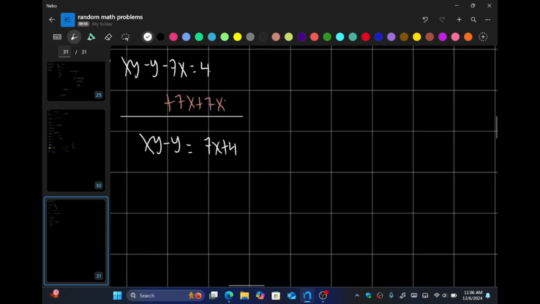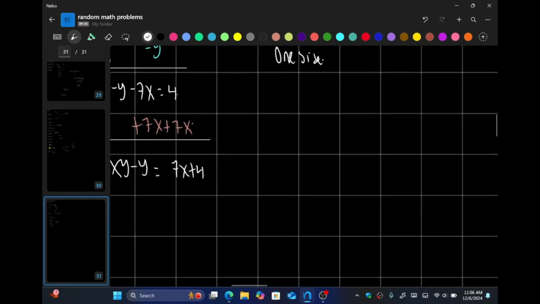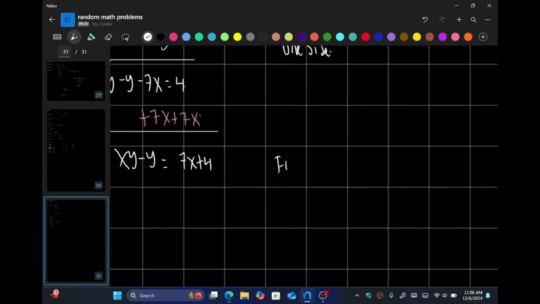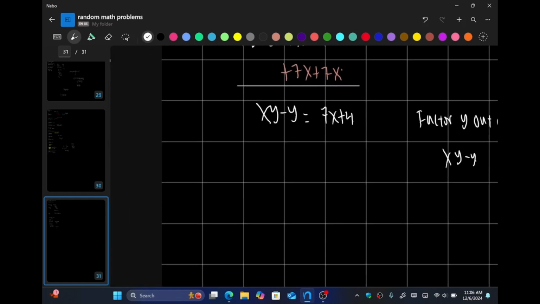Now lastly, we want to go ahead and factor, so we're almost done. We want to factor y out of xy minus y. So factor the y out. So basically y times x minus 1 equals 7x plus 4.